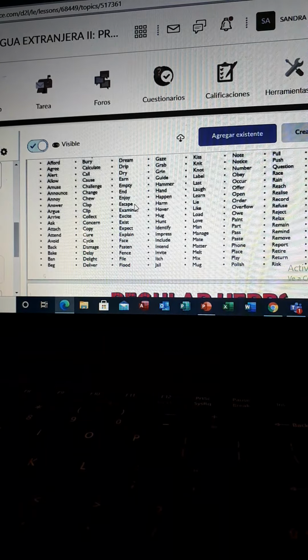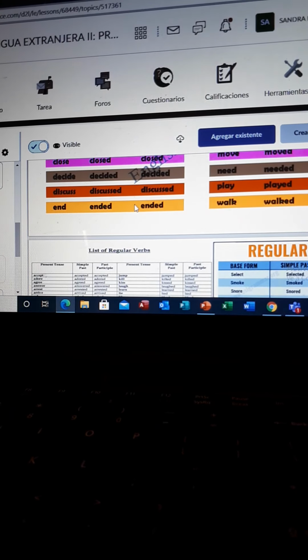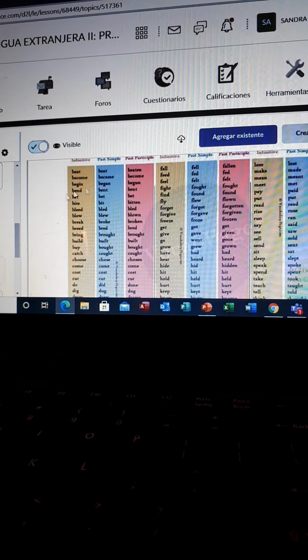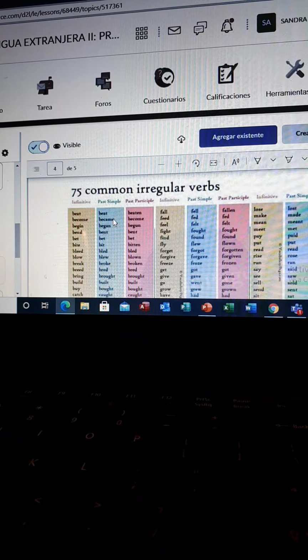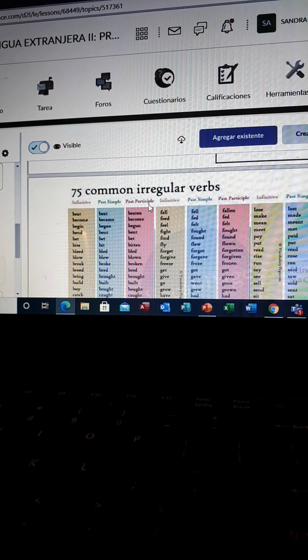Por lo menos estudien los verbos más comunes, okay? Las primeras listas son de verbos regulares y después son verbos irregulares. First is infinitive or base form, and then it's simple past, okay, and then past participle, okay? So please make a review of this and study the actions.